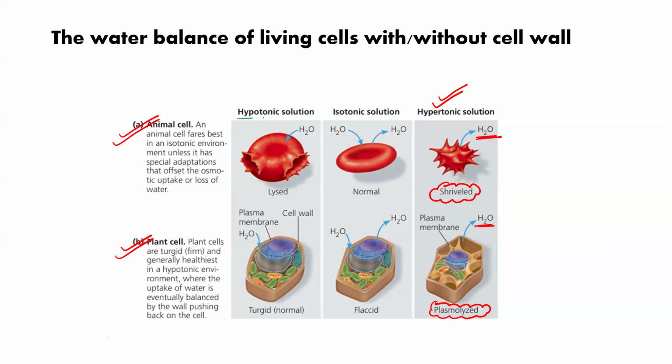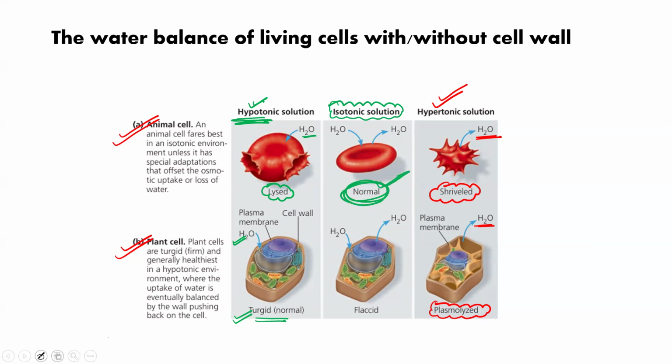In the case of the hypotonic condition, the animal cell will, because of the entry of water, go for lysis. But the plant cell will become turgid, and it is normal for the plant cell. Plant cells will be healthy if they are kept in hypotonic conditions, so that water enters and the cell becomes turgid. A turgid cell is good for the plant cell. Now for the animal cell, the good condition is the isotonic condition. In isotonic condition, we find animal cells are normal.